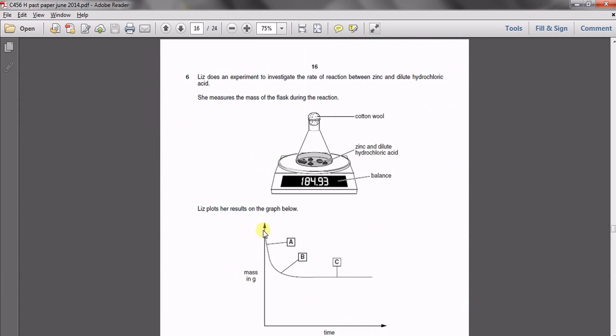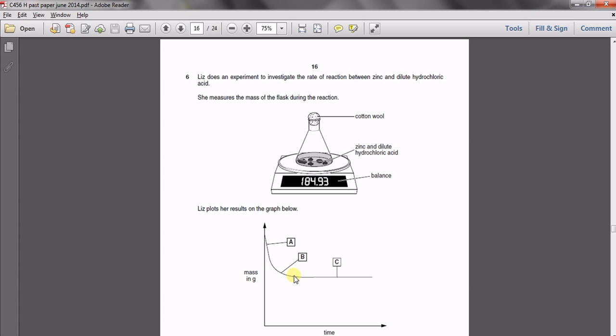In terms of collisions, we know that the start of the reaction is at its fastest. This is because you've got the most amount of acid and zinc, and so there's going to be the highest frequency of collisions between them. You could talk about it in terms of the number of particles of acid or the concentration of the acid. You could also comment about how the zinc will have the largest surface area at the start of the reaction.